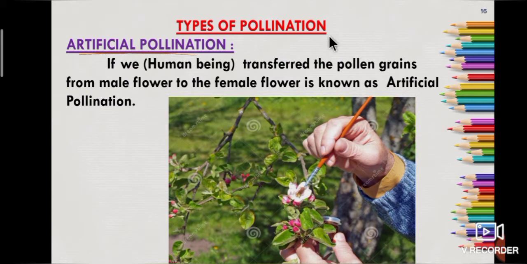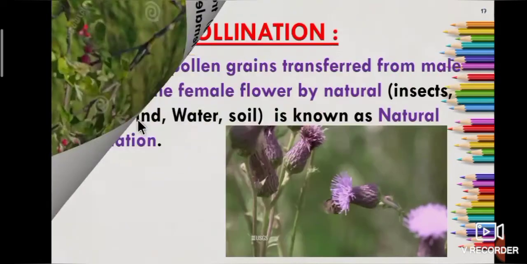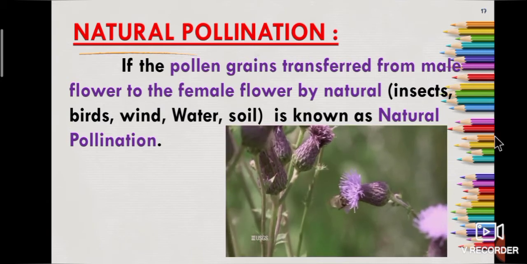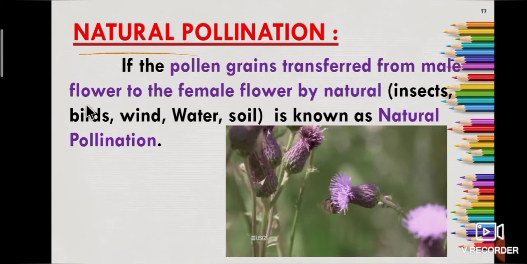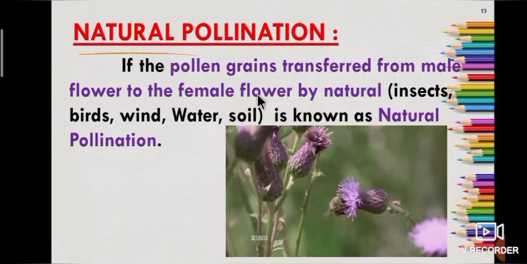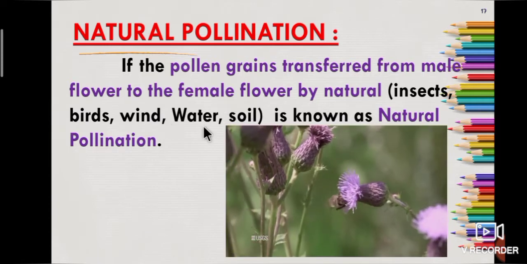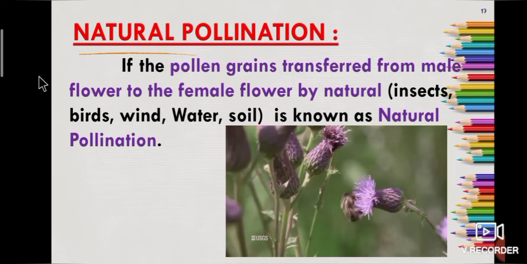Next, types of pollination. There are two main types. First one, artificial pollination. If human beings transfer the pollen grains from the male flower to the female flower, it is known as artificial pollination. Second one, natural pollination. If the pollen grains are transferred from the male flower to the female flower naturally, that is by insects, birds, wind, water, soil, it is known as natural pollination.